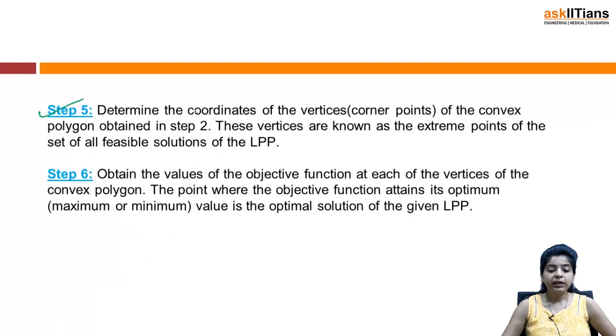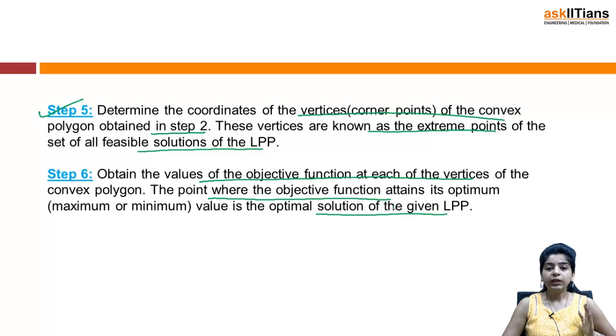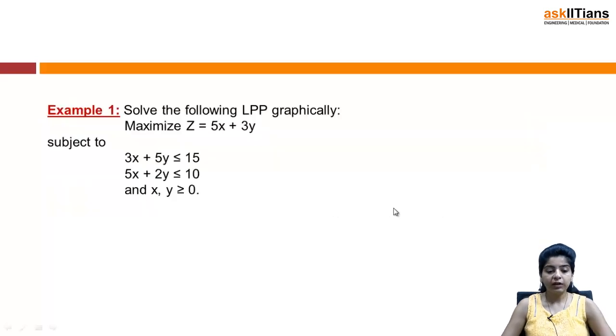Step 5 says, determine the coordinates of the vertices, the corner points of the convex polygon obtained in step 2. These vertices are known as the extreme points of the set of all feasible solutions of the LPP. Then obtain the values of the objective function at each of the vertices of the convex polygon. The point where the objective function attains its optimum, depending on whether the requirement of the question is maximum or minimum value, is the optimal solution of the given LPP. Let's discuss the examples and it will be much clearer.